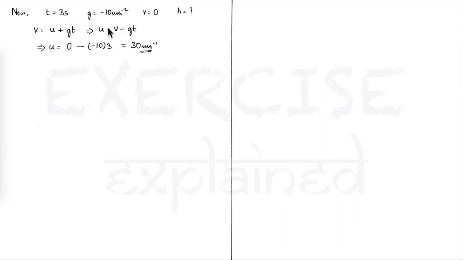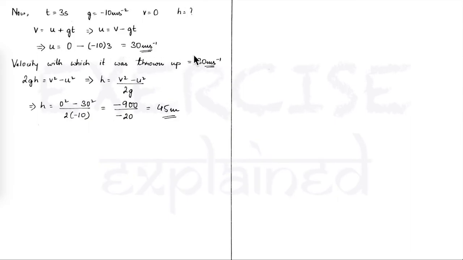So u will be equal to v minus gt because gt goes to the other side, becomes negative. So v minus gt is equal to u. I write left hand side as right hand side and right hand side as left hand side. So u will be equal to 0 minus of g is minus 10 from here and t is 3. So minus into minus is plus and 10 into 3 is 30. So we get it as 30 meter per second. So the velocity with which it was thrown up is 30 meter per second.